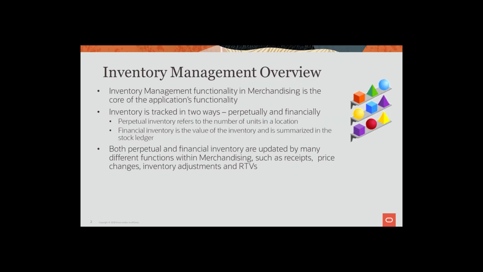The inventory management functionality is the core of the merchandise application. It is tracked in two ways, perpetually and financially. Perpetual inventory refers to the number of units in a store or warehouse. Financial inventory is the value of the inventory and is summarized in the stock ledger. Both perpetual and financial inventory are updated by many different functions within merchandising, such as receipts, price changes, inventory adjustments, and return to vendors. This session will focus on perpetual inventory.